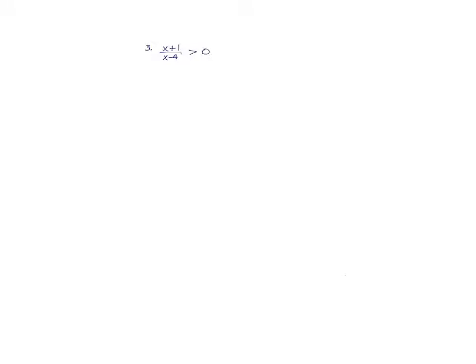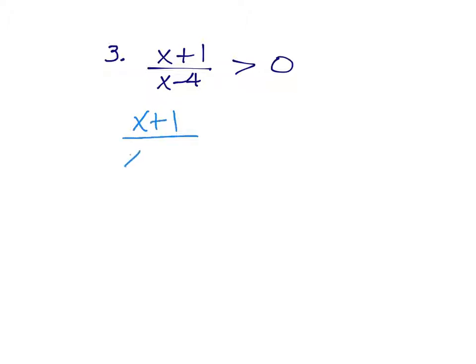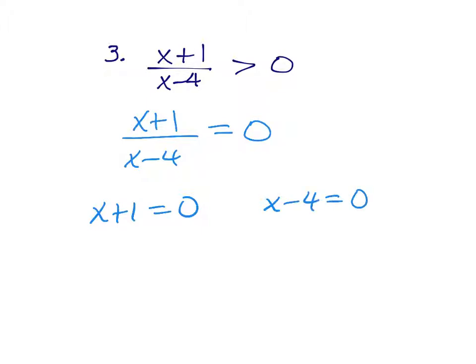Okay, example 3. Oh, look at this. It's already, all I got to do is change it to an equal sign. So x plus 1 over x minus 4 equals 0. Set the numerator equal to 0, set the denominator equal to 0. X plus 1 equals 0, x minus 4 equals 0. Everybody good?